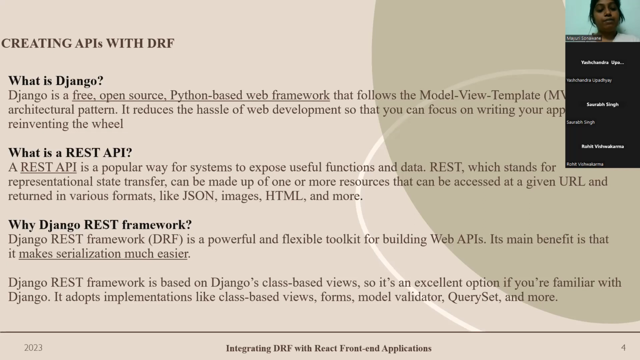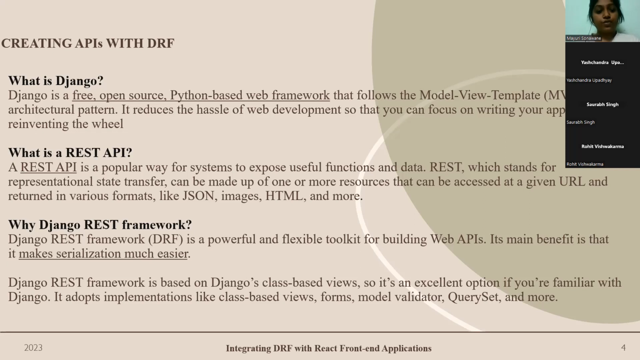A REST API is a powerful way for systems to expose useful functions and data. REST, which stands for representational state transfer, can be made up of one or more resources that can be accessed at a given URL and returned in various formats like JSON, images, HTML, and more.